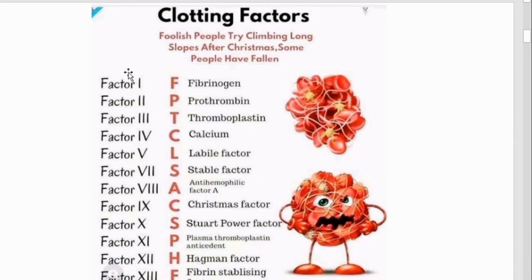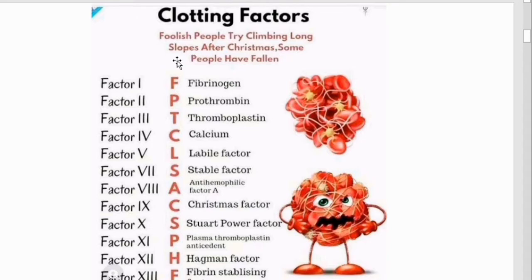So these are the clotting factors. Factor 1 is called fibrinogen, factor 2 is called prothrombin, factor 3 is called thromboplastin, factor 4 is called calcium, factor 5 is called labile factor, factor 6 is missing, and factor 7 is called stable factor. Factor 8 is called the anti-hemophilic factor, and factor 9 is called Christmas factor. Factor 10 is called Stuart-Prower factor, and factor 11 is called plasma thromboplastin antecedent. Factor 12 is called the Hageman factor, and factor 13 is called fibrin stabilizing factor.